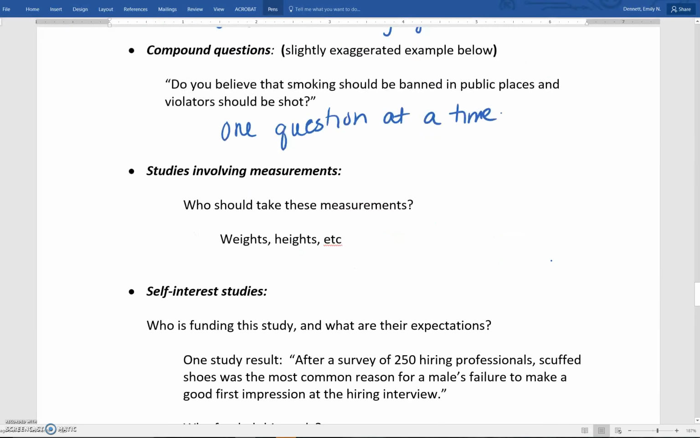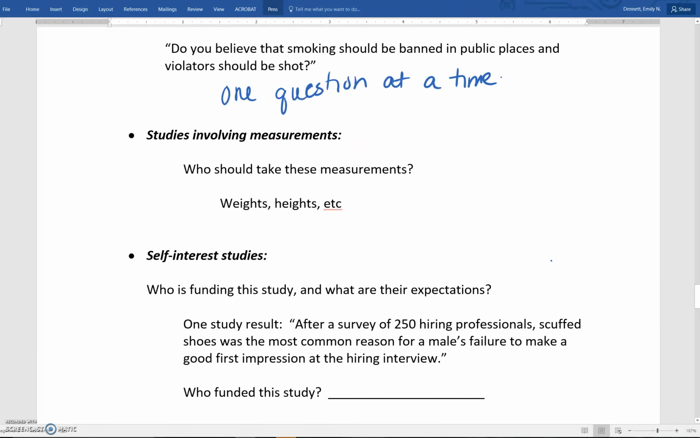Okay, you need to be careful about who takes the measurement if you're measuring something. So if you're doing a study involving measurements, for example, if it's a medical study and you're looking at blood pressure or weight or whatever, one, you want it to be consistent. So on a consistent machine or a consistent person. And you don't want the subject, the person themselves, taking the data, because they could skew it, or it might be very hard for them to actually take those measurements. You want it to be an unbiased third party.